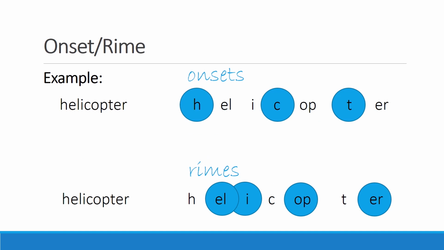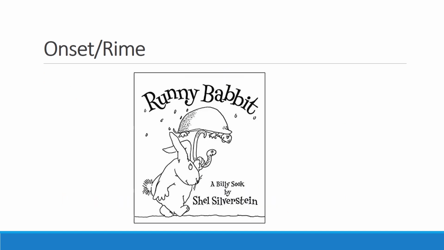Here are onsets and rimes shown in a multisyllable word. Notice there are several onsets and rimes because the word has multiple syllables. You may have guessed that I would suggest fun literature as a way to reinforce onset and rime in words. Keep reading those fun books.